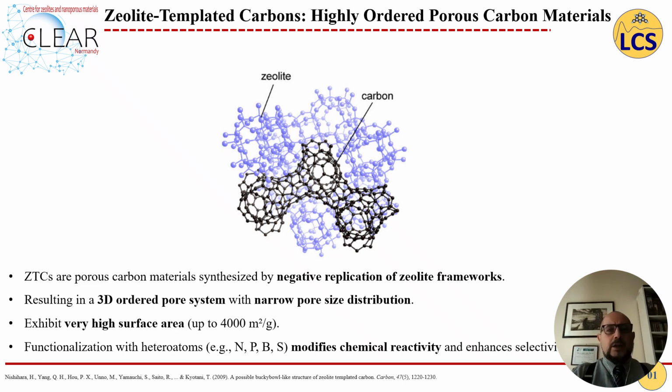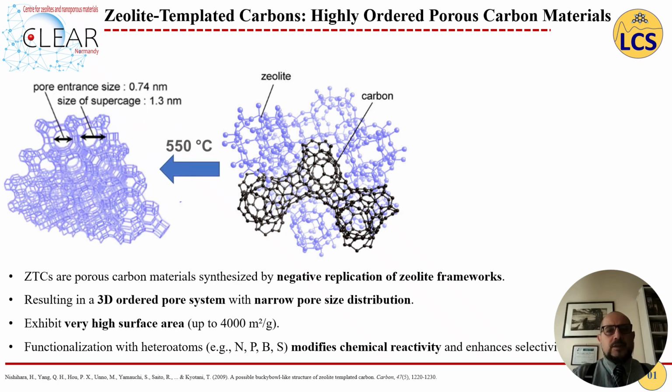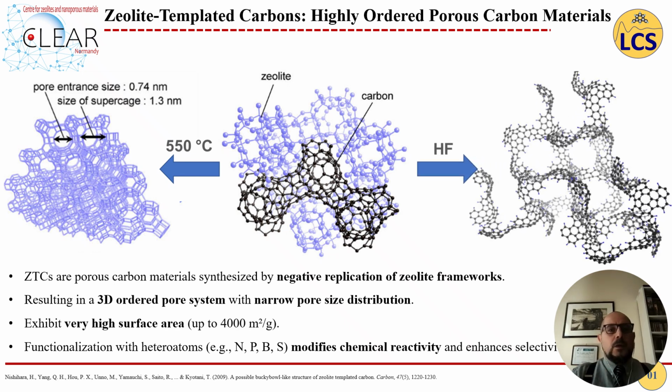Zeolites, in general, are crystalline microporous aluminosilicates with a highly ordered pore structure, often used in catalysis and separation. In some syntheses, carbon sources are introduced into the zeolite and then removed by calcination at around 550 degrees. In contrast, zeolite templated carbons, or ZTCs, are obtained by using the zeolite itself as a template. After carbonization, the zeolite framework is removed using a mineral acid, typically HF or HCl.